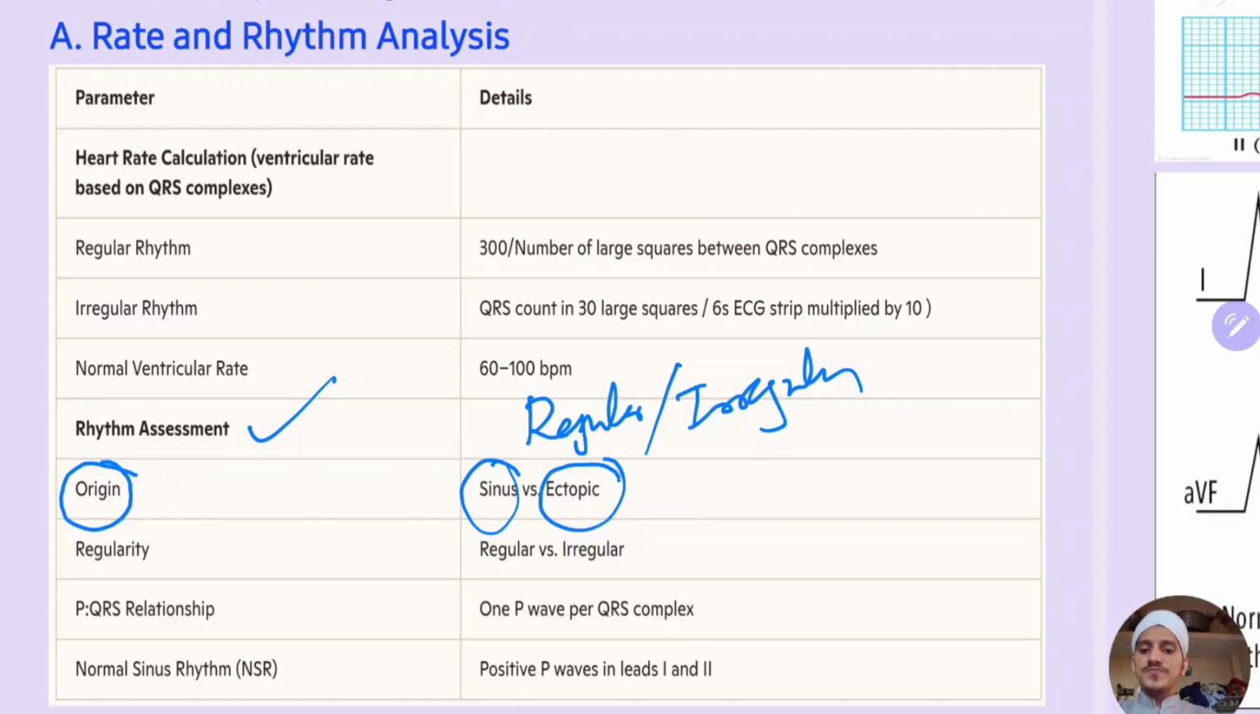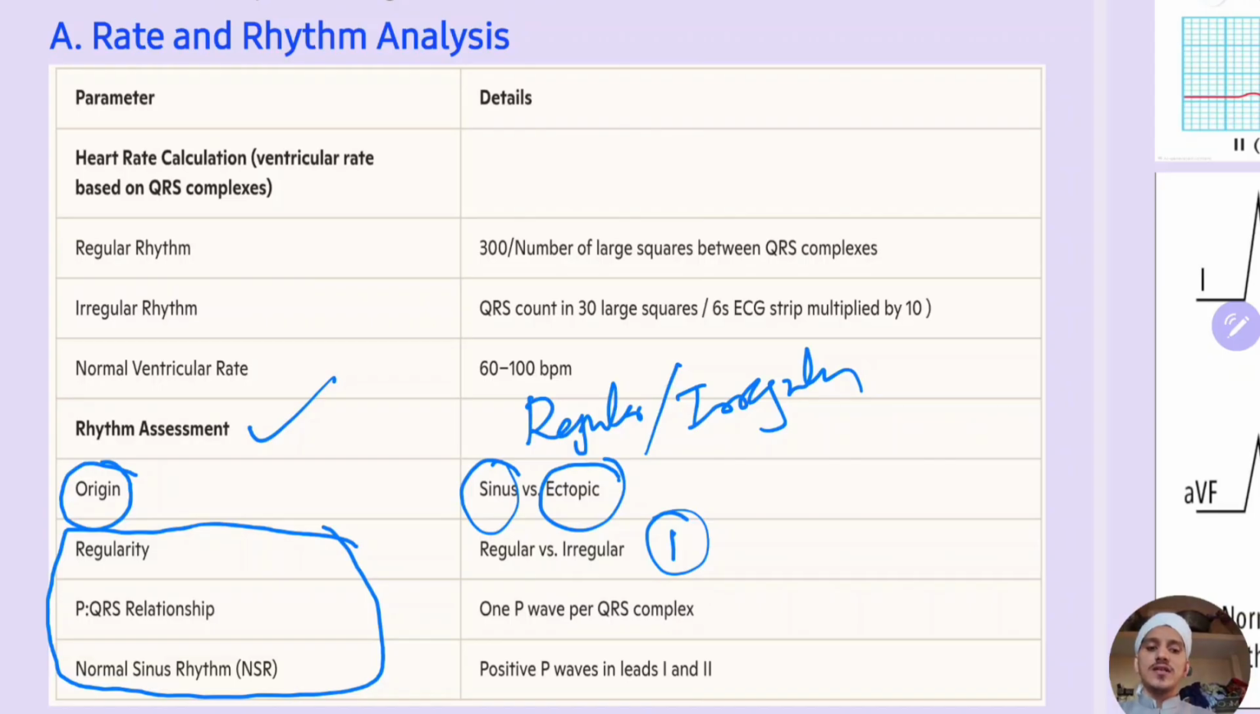How will you assess that? In these 3 points. First, you will see whether the rhythm is regular or irregular. For regularity, you will see the distance between two QRS complexes. If the distance between the two QRS complexes is regular, then it is a regular rhythm. If it is irregular, then it is an irregular rhythm.